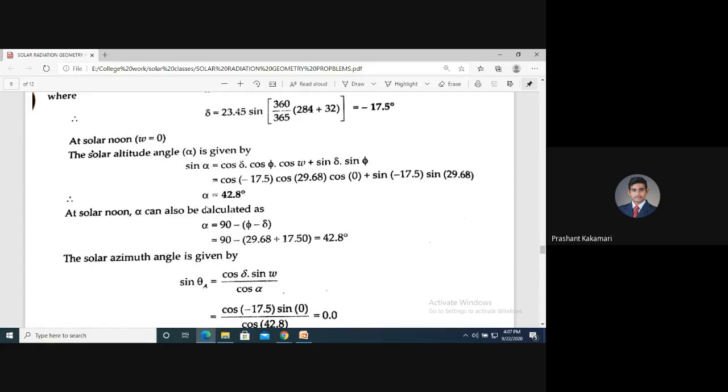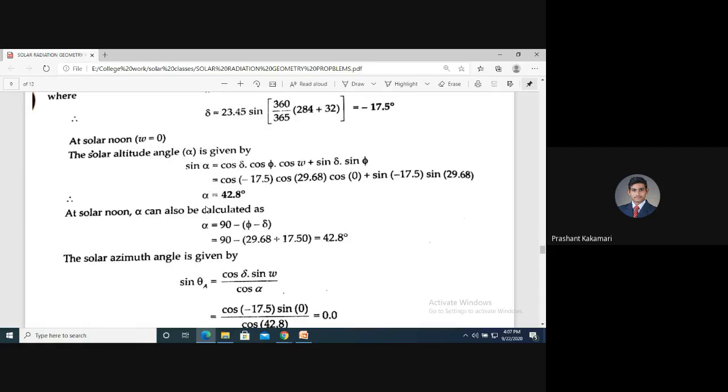That is 42.8 degrees. One more method is to go by the zenith angle calculation, cos theta z, and you can go by 90 minus zenith angle. That is also possible. Or else one more correlation they have given, 90 minus phi minus delta. That also you can check whether it is coming with the same answer or not. 42.8 degrees is the altitude angle.